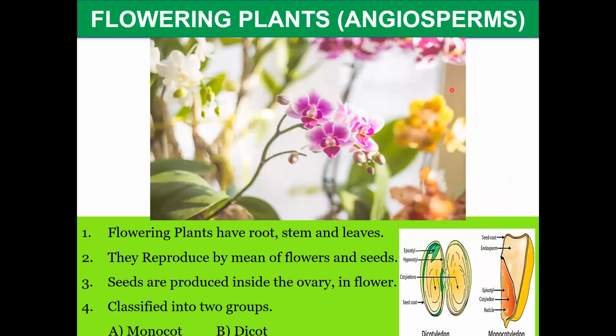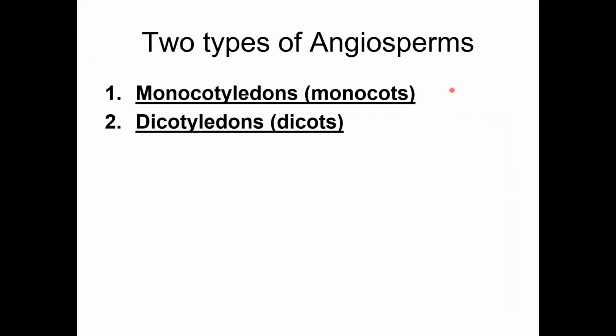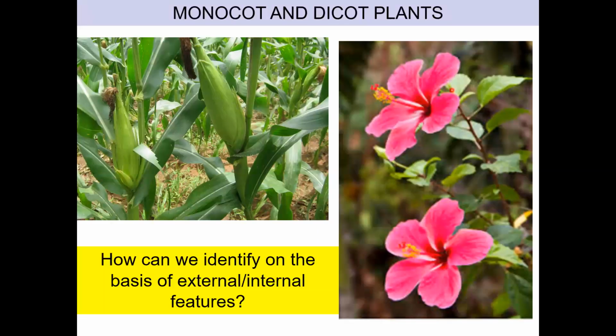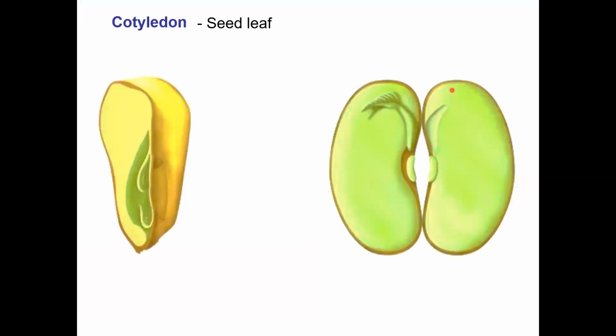So flowering plants को हम discuss करते हैं detail में. Monocot and dicot are the examples. So what are the external or internal features on which you can say that this plant is monocot and this is dicot? Cotyledon is basically a seed leaf. These are the cotyledons of, this is the monocot, this is dicot.